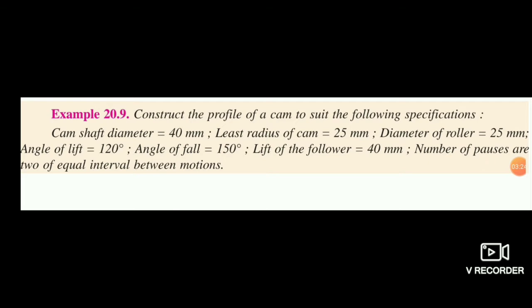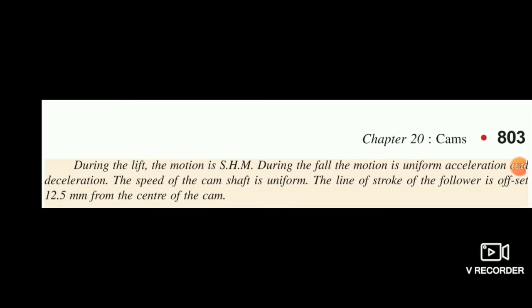Now we'll move on to the next part of the question. You can see here, during lift the motion is SHM. They have specifically explained that when it is lift, or the outward stroke, it is moving by our second method, simple harmonic motion. During the fall the motion is uniform acceleration and deceleration. That means when it is coming down, the fall happens by UARM.